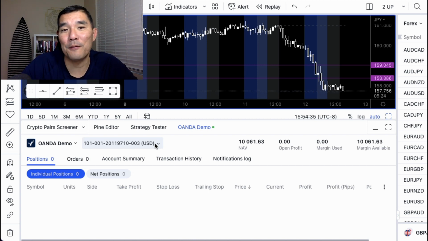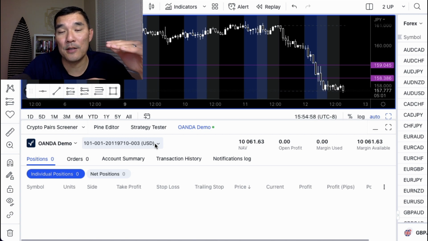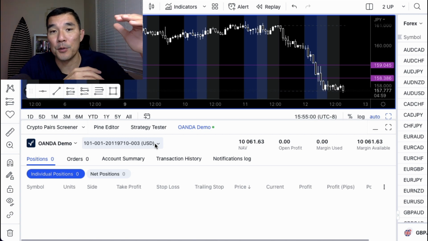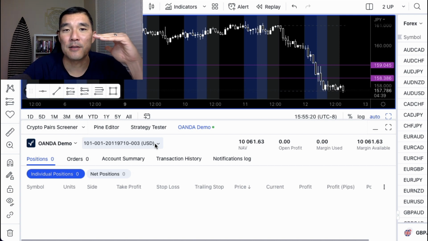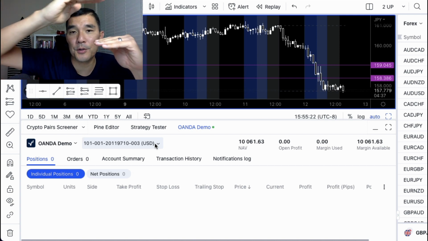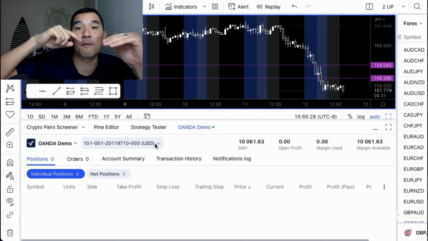Now, the other rule that you have to follow in US-based Forex accounts is you have to adhere to FIFO, which is first in, first out. And that simply means that you have to close your oldest trades first before you close newer trades. So for example, let's say that you took two trades. Trade number one is the first trade you took. Trade number two is the newer trade. So in order to close out trade number two, you're going to have to close trade number one first.